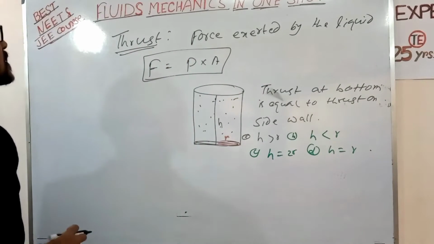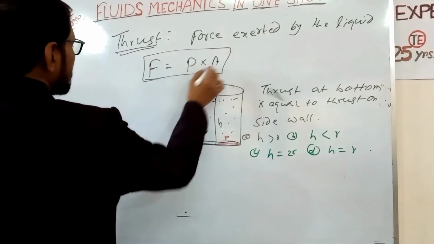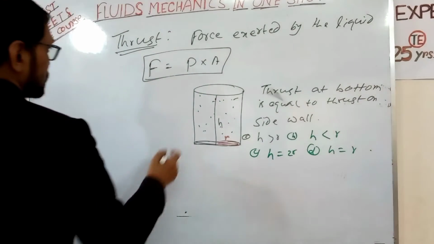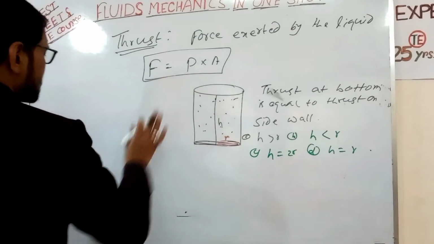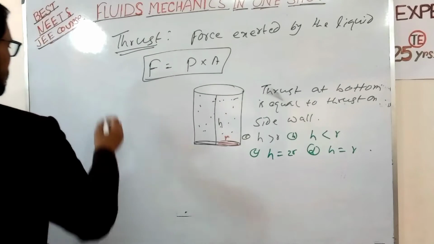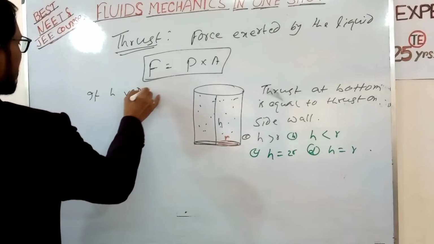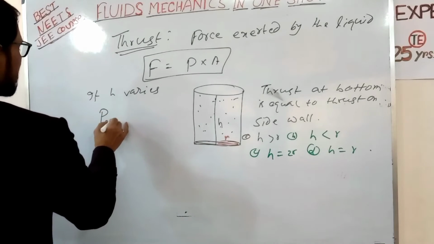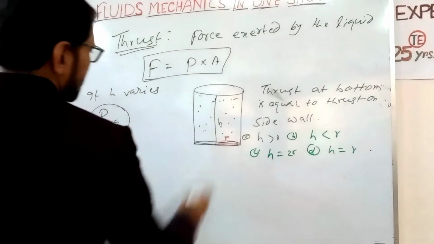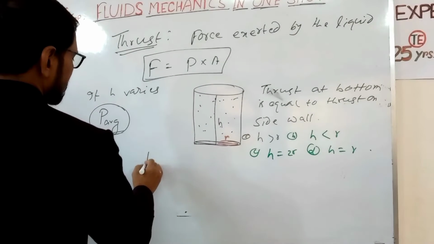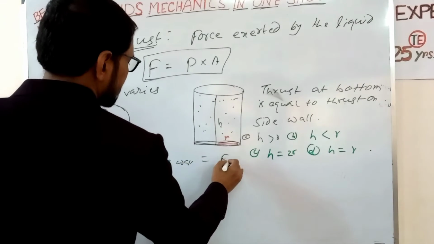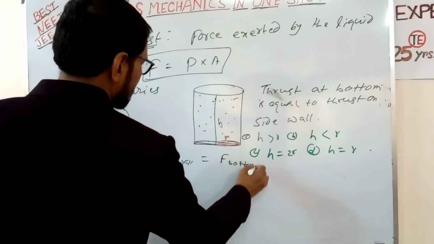I defined that thrust equals pressure into area. Now, we know pressure at a depth is hdg. If the depth varies, how can we calculate the pressure? If h varies, that is, depth varies, then we take the average pressure. So thrust due to the side wall equals thrust at the bottom surface. This is the condition.